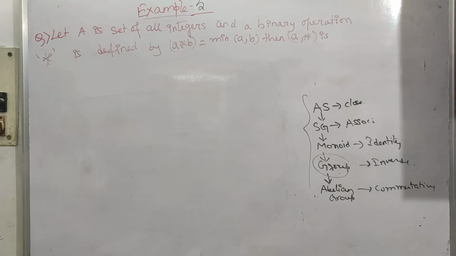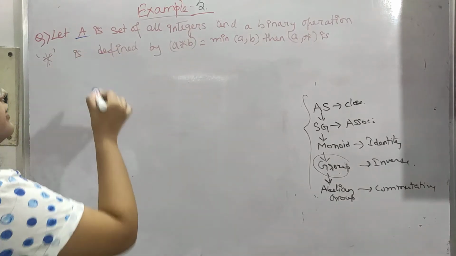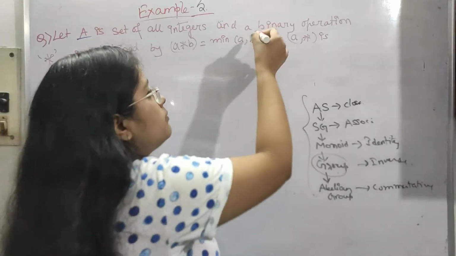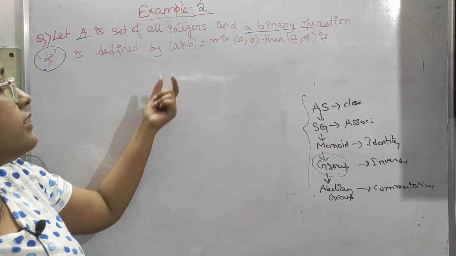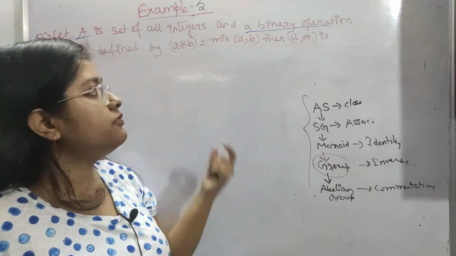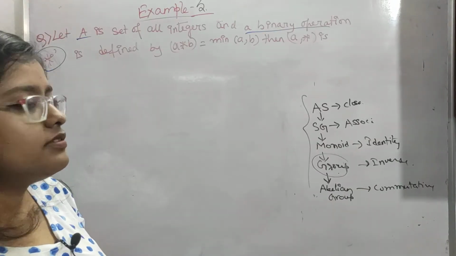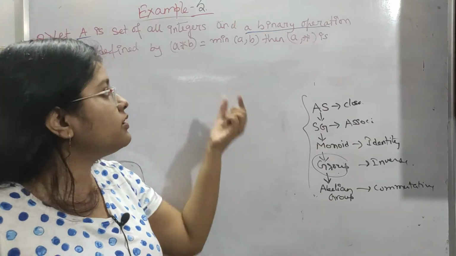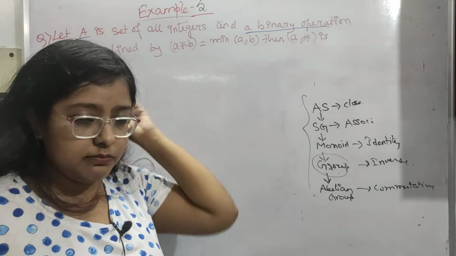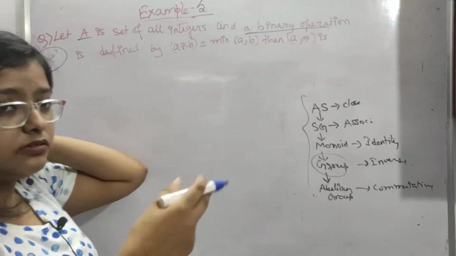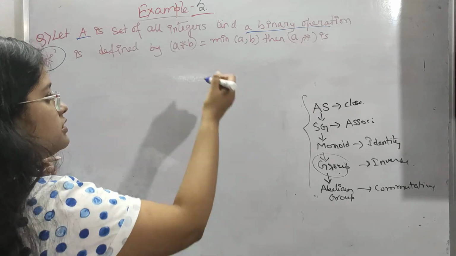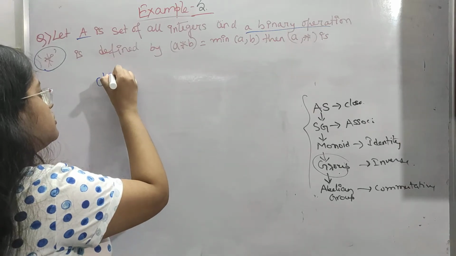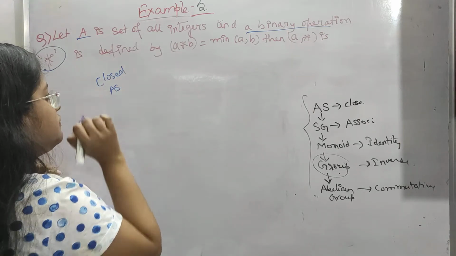Now let's see this example. Let A be the set of all integers, and a binary operation star is defined as A star B is the minimum of these two elements. It is actually just finding the minimum of two elements. I have to find out if it is closed or not. Let's see one by one. First, if it is closed or not, meaning I have to find out if it's an algebraic structure.